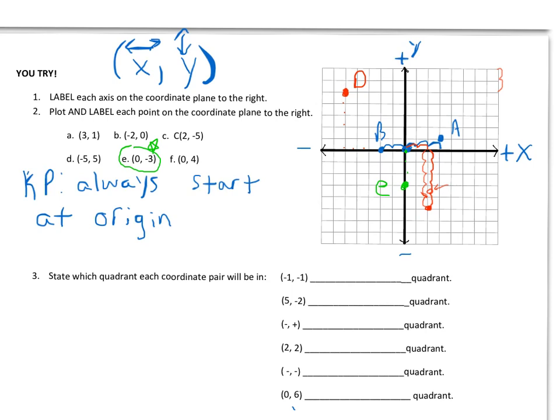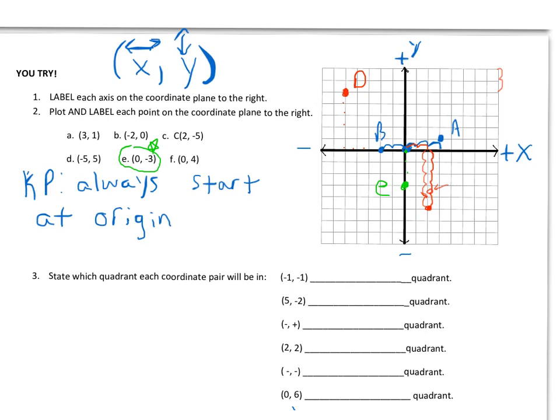Okay, start off with the x, which tells you left and right, and the left and right is 0, so you don't move from the origin. And then you move on to the y. The y is negative 3. I know y tells me to go up or down, and because it is negative, I know I need to go down. Okay. All right, let's move on to some of these ones.